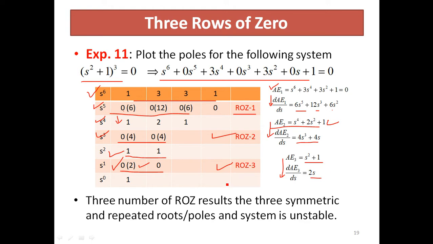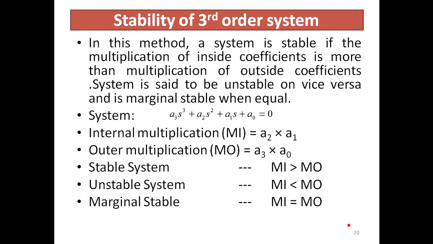What would be the findings if you are having 3 number of ROZ? 3 number of rows with zeros results in 3 symmetrical and repeated roots or poles. System would be unstable. A statement exists that if repeated roots are appearing on imaginary axis, system is unstable.